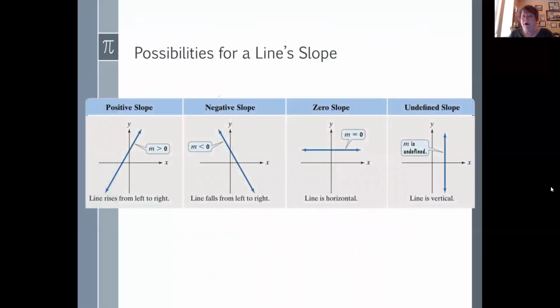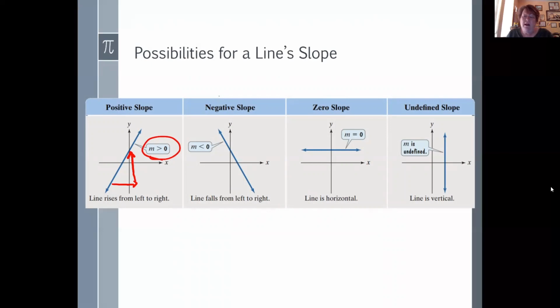All right, so what are the possibilities for a line's slope? The slope of a line is positive, and that's how we designate that it's positive. Numbers that are greater than 0 are numbers to the right of 0 on the number line, and numbers to the right of 0 are positive numbers. So if the slope is positive, that means that the line is rising from left to right. So as x gets bigger, so does y. So the rise is positive.